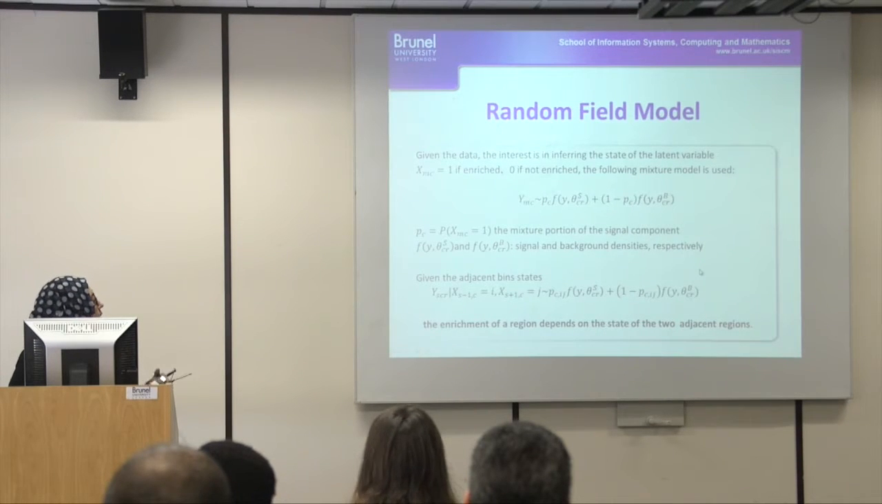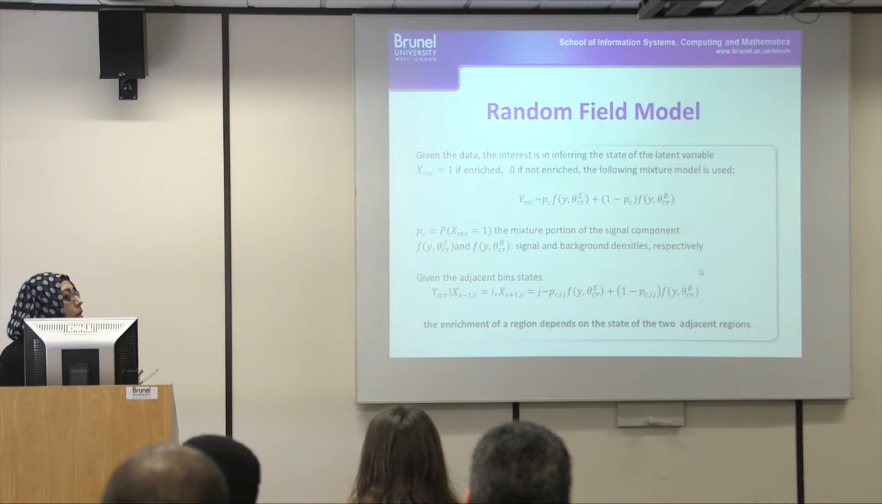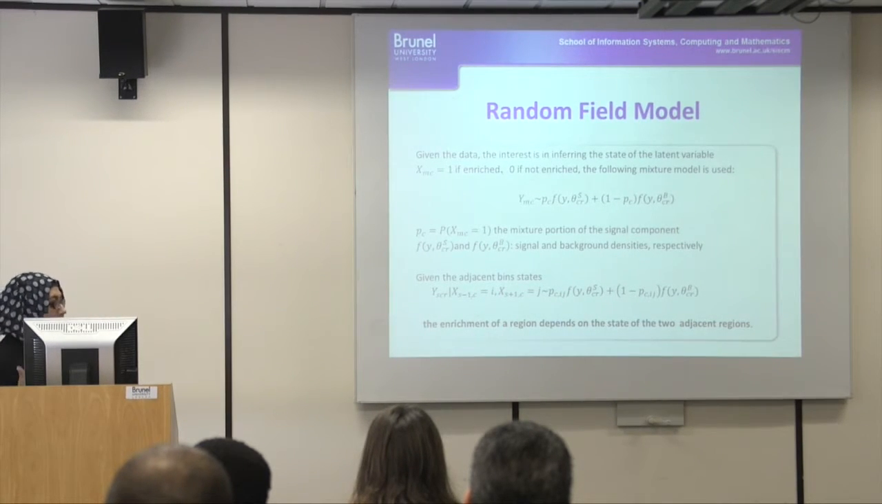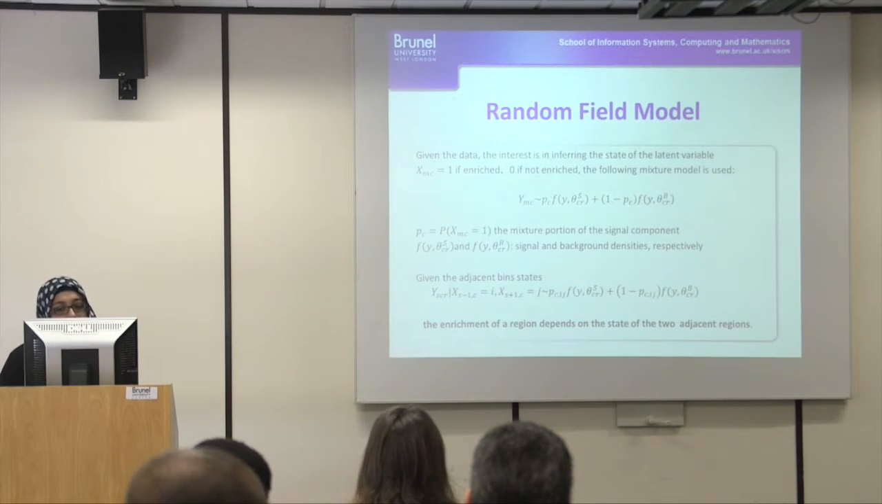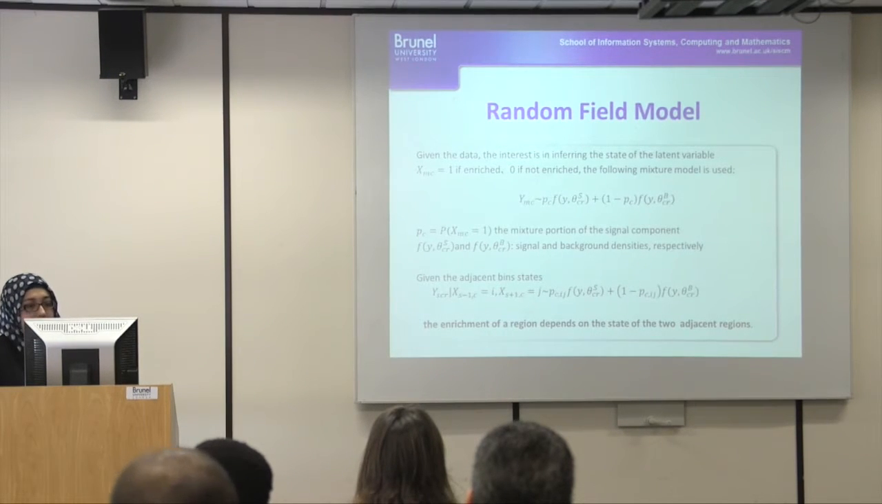If y is the count, the probability of that bin to be enriched will depend on whether that count comes from the actual signal component or the background noise component. And theta s and theta b are the signal and background densities of the whole data.